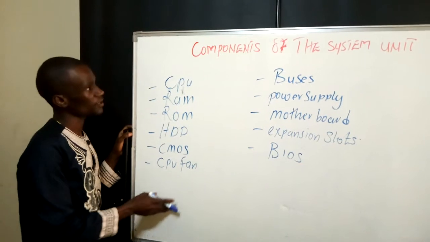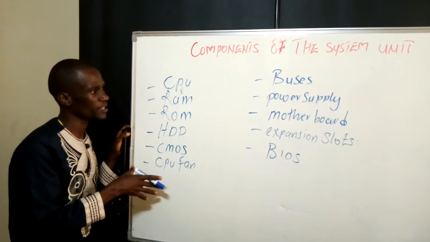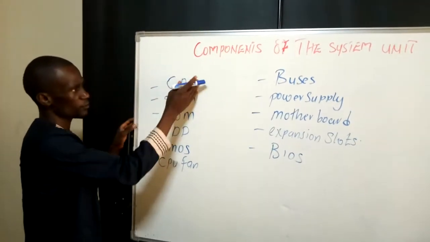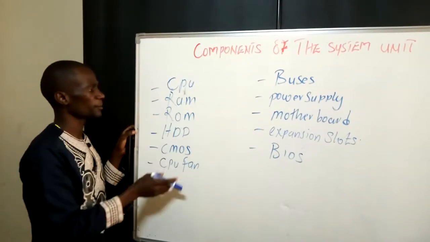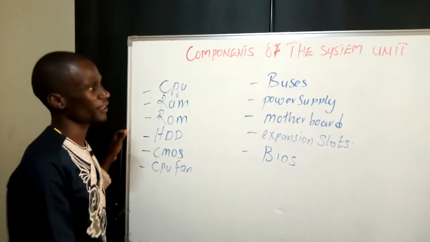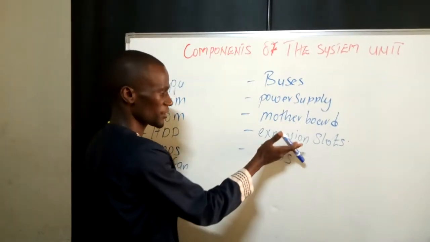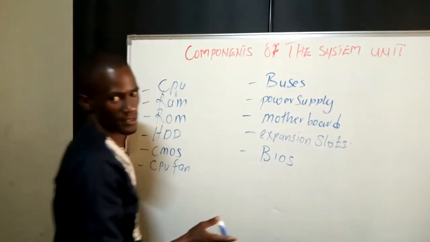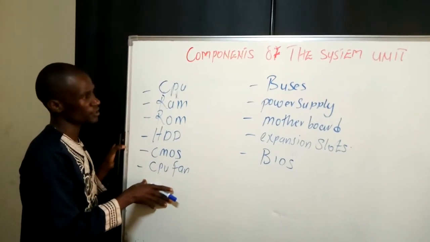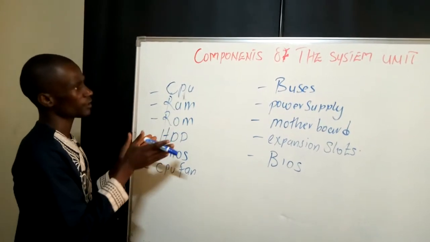In this lesson we are going to look at the majority of the components which are inside the system unit. We are going to talk about the CPU in detail, RAM, ROM, hard disk, the CMOS, CPU fan, the buses, power supply, motherboard, expansion slots, and the BIOS. These are some of the few components which are inside the system unit. In this video, we are just going to talk about them briefly.